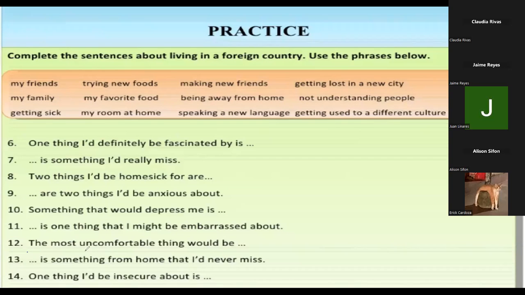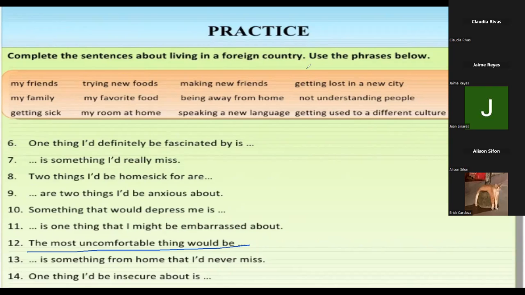Jaime Reyes, number 12. All right, Juan Linares, number 12. Oh, okay, Juan, you're there. Number 12, something that will depress me is the most comfortable thing will be. The most uncomfortable thing would be... sería lo más confortable, la cosa más confortable. Yes. I don't understand. Yeah, the most uncomfortable is like something that is bothering you, you know? That is the meaning of uncomfortable. If you don't have it, that's fine. You can complete it, okay?